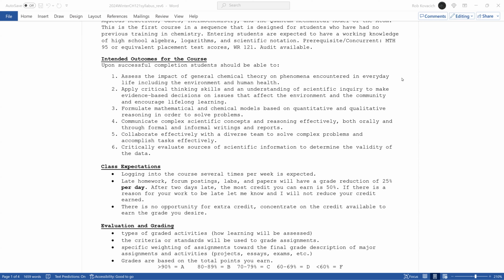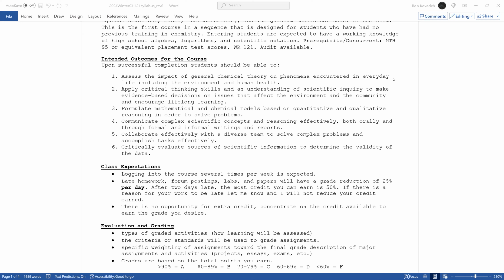All right, number 3 here is formulate mathematical and chemical models based off quantitative and qualitative reasoning in order to solve problems. The math thing, you might have been thinking to yourself in high school, when are you going to be using this math? And the answer is now. You're going to use the math that you used in high school now. That's what I'm expecting of you for this class. Math 95 is the prerequisite, co-requisite, and so that's high school math.